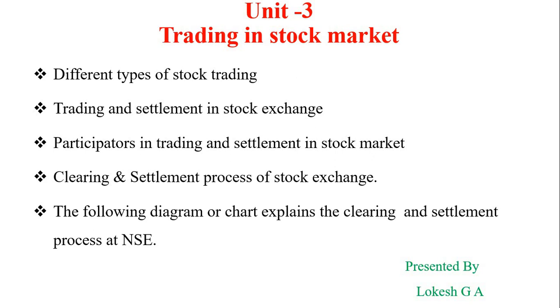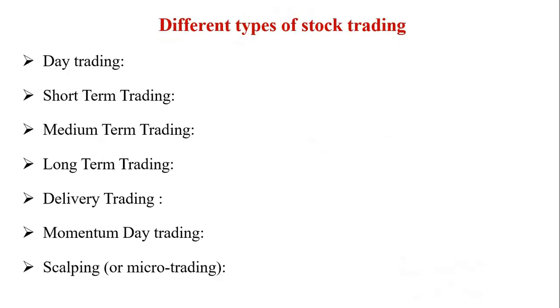Let us move to the first one, the different types of stock trading. There are various types of trading in the stock market. The various different types of stock trading are as below. The first one is day trading. It is a type of stock trading where both buying and selling of financial instruments is done. Here it includes buying and selling both on the same day, and all the trades are closed before the market close for the day.